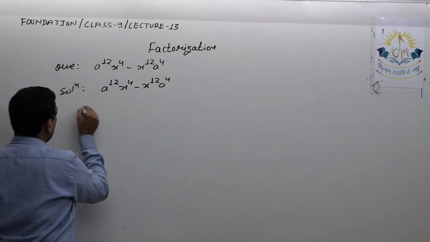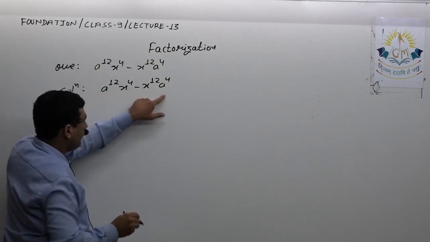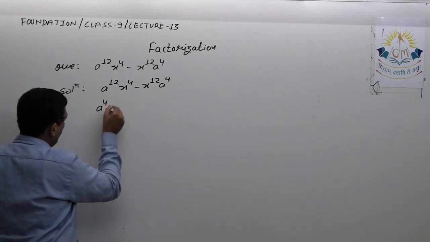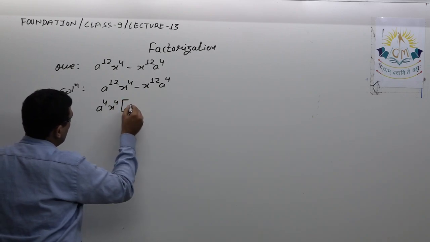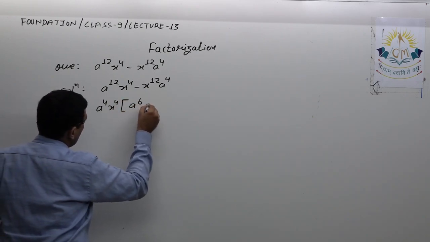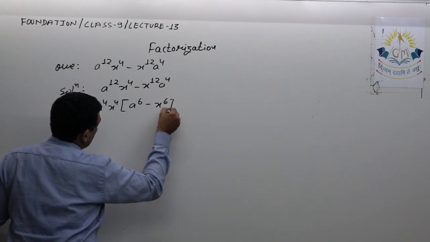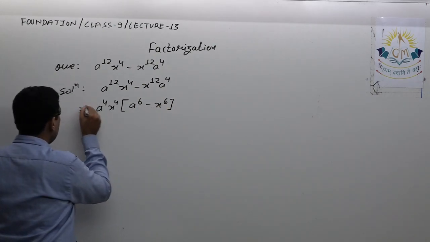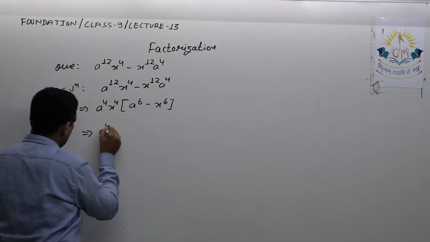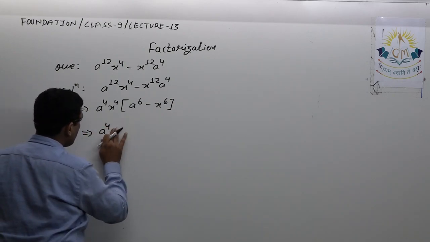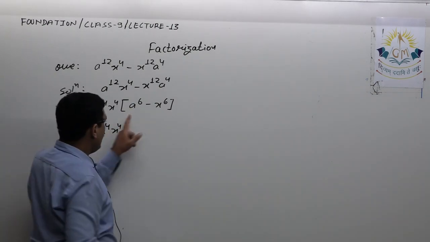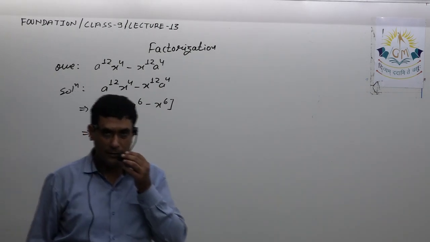So what we can take common, a raised to 4 as well as x raised to 4. So if I take a raised to 4, x raised to 4 common, here I will be left with a raised to 6 minus x raised to 6. Okay, now further, this remains as it is. Okay, a raised to 4, x raised to 4 remains as it is. Now over here it is a raised to 6 minus x raised to 6.